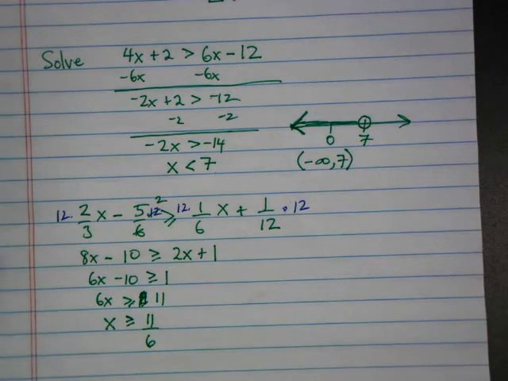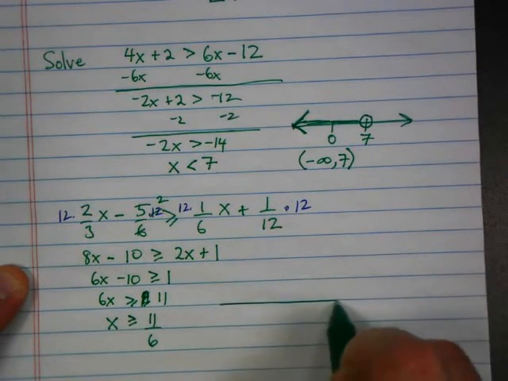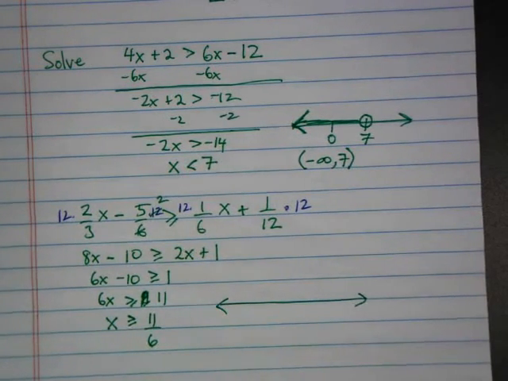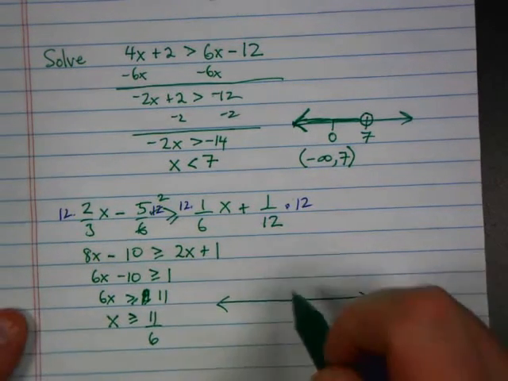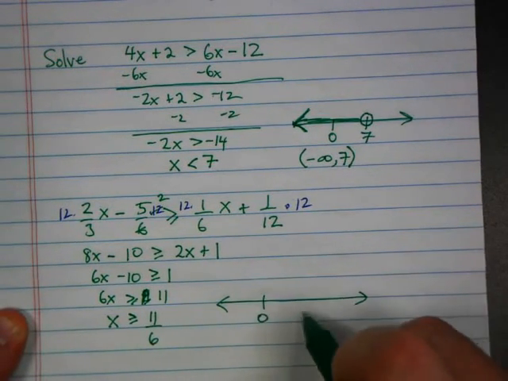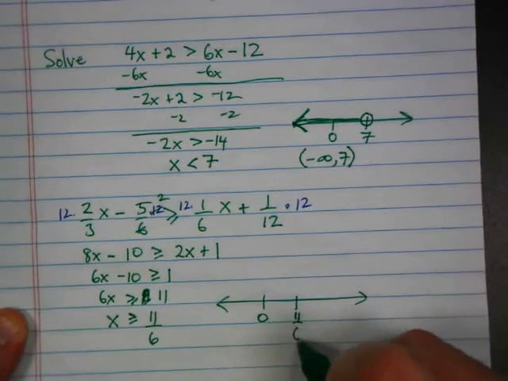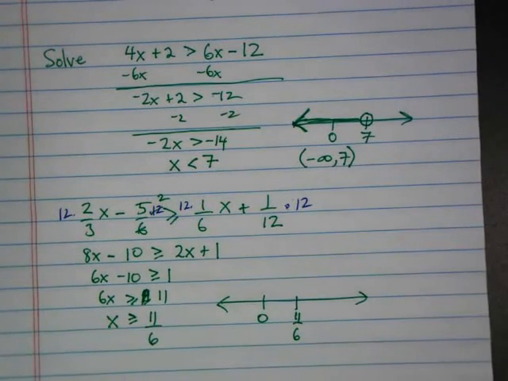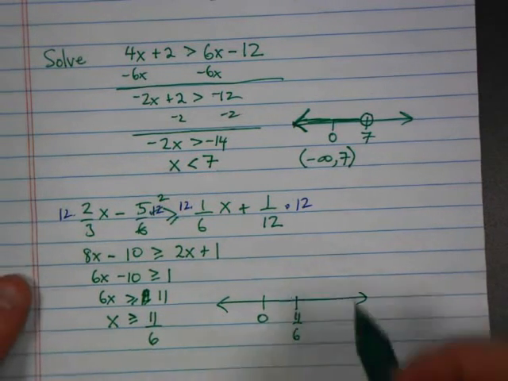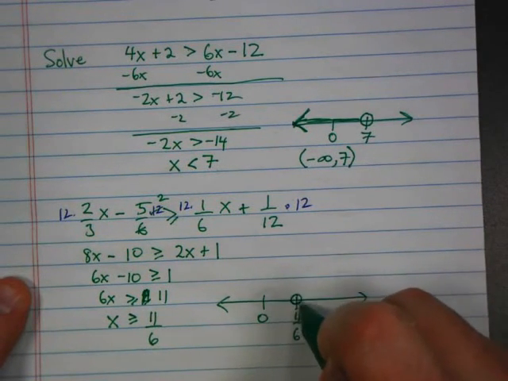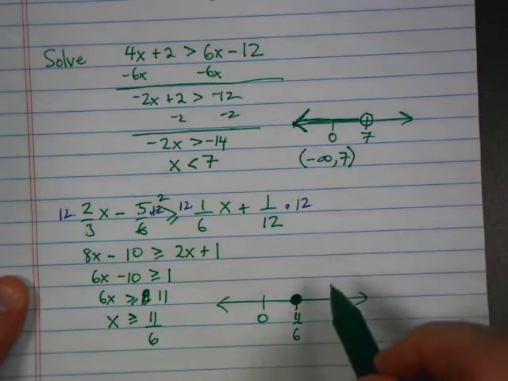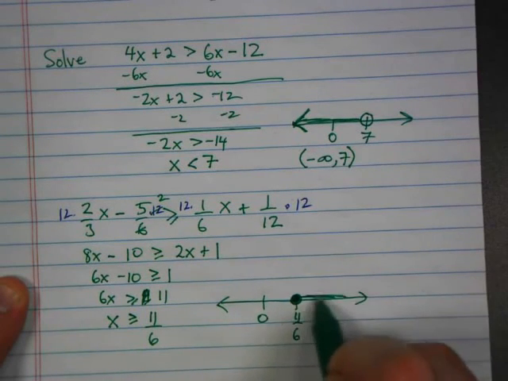We draw a number line. Where's 11 over 6? It's 1 and 5/6. That's true. What I would do is I would say here's 0, and 11/6 is certainly bigger than 0. So that's how I would draw things. I would mark 0 and 11/6. Circle or dot? Dot, because we have the equal to. Shade right or shade left? Right, because it's greater than.